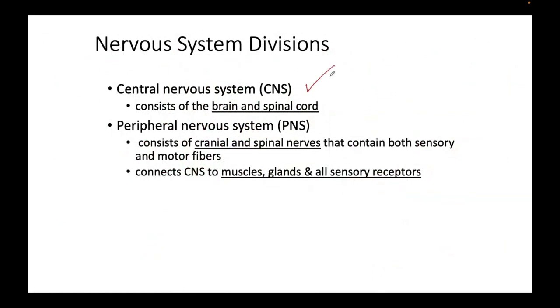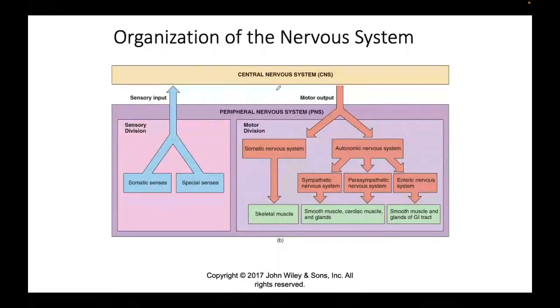So again, the central neural system is the brain and the spinal cord, and the peripheral neural system refers to cranial nerves and spinal nerves. And the peripheral neural system is going to connect to your muscles, it's going to connect to your glands, and all of your sensory receptors. So here up on the top, this is your central neural system. Remember, it's your brain and your spinal cord.